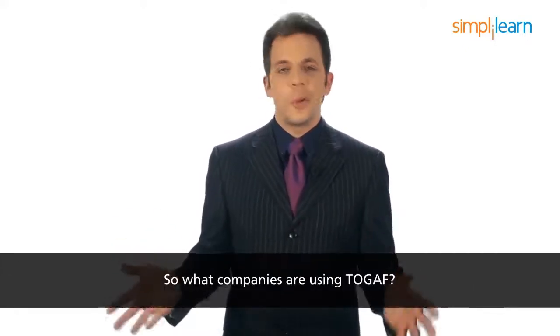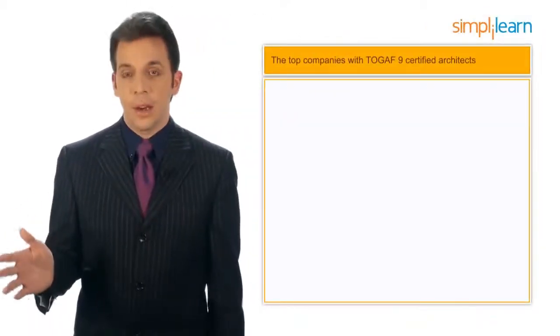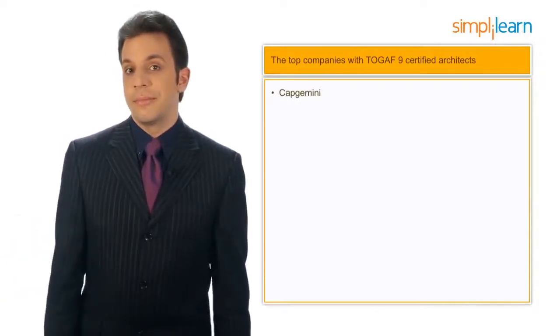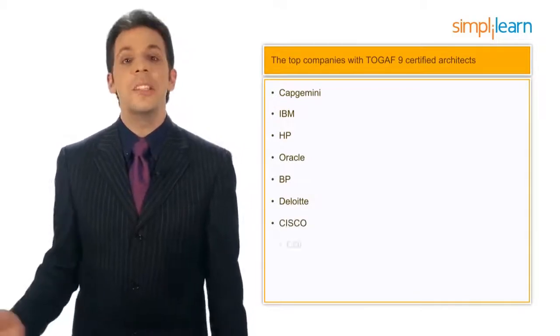So what companies are using TOGAF? Well, just about every major company in every marketplace today. Have you wondered how Deutsche Telekom, faced with tremendous changes in the business and technology environment, achieved a wide-range business transformation initiative using TOGAF? TOGAF is used across market sectors ranging from academia, government, IT, energy and utilities, transport and logistics, and others. The top companies with TOGAF 9 certified architects are Capgemini, IBM, HP, Oracle, BP, Deloitte, Cisco, CGI.